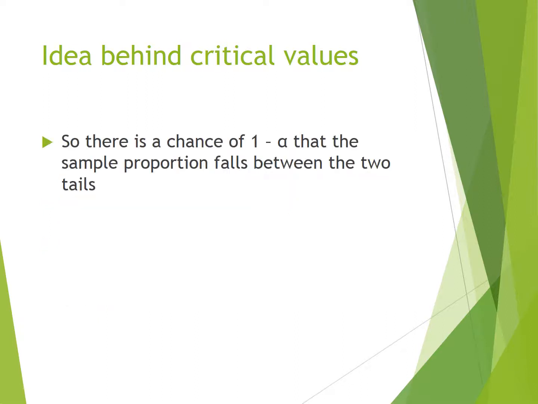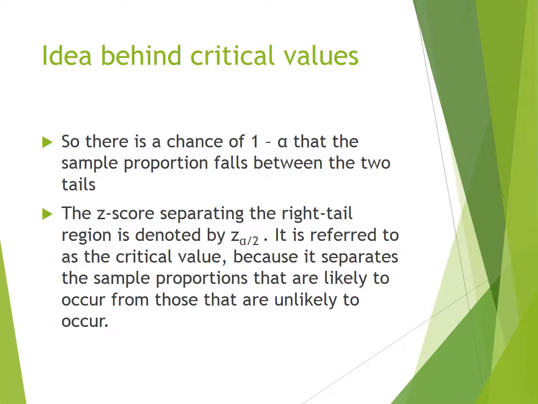So there's a chance of 1 minus alpha that the sample proportion falls between the 2 tails. That's the 95%. We're counting on the fact that that's a much bigger piece of the density curve. The z-score separating the right tail region is denoted by z of alpha over 2. If the confidence level is 90%, then alpha is 10% and half of that is 5%, so it'd be a z of 0.05. It is referred to as the critical value because it separates the sample proportions that are likely to occur from those that are unlikely to occur.